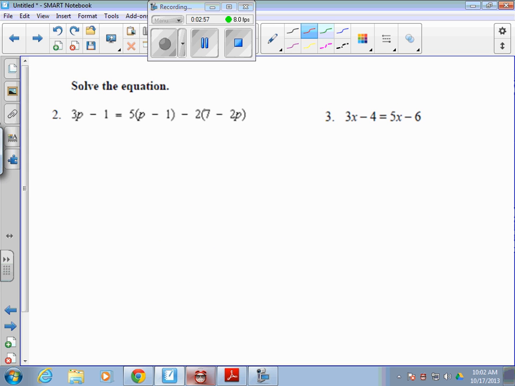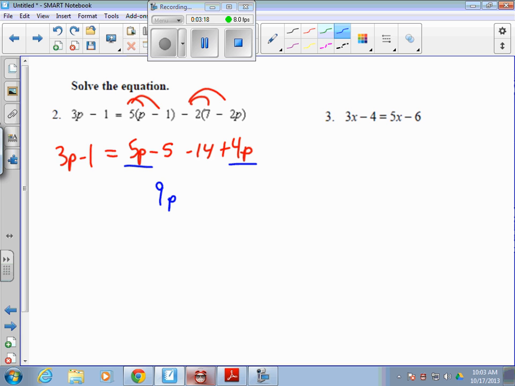Then we're solving the equations. Distribute. 5 times p is 5p. 5 times -1 is -5. Distribute -2 times 7 is -14. -2 times -2p is plus 4p. Bring the rest down. 3p minus 1 equals all of that. Simplify everything on the right. 5p plus 4p is 9p. -5 and -14 is -19. Now you have the left side simplified 3p minus 1 and the right side simplified 9p minus 19.